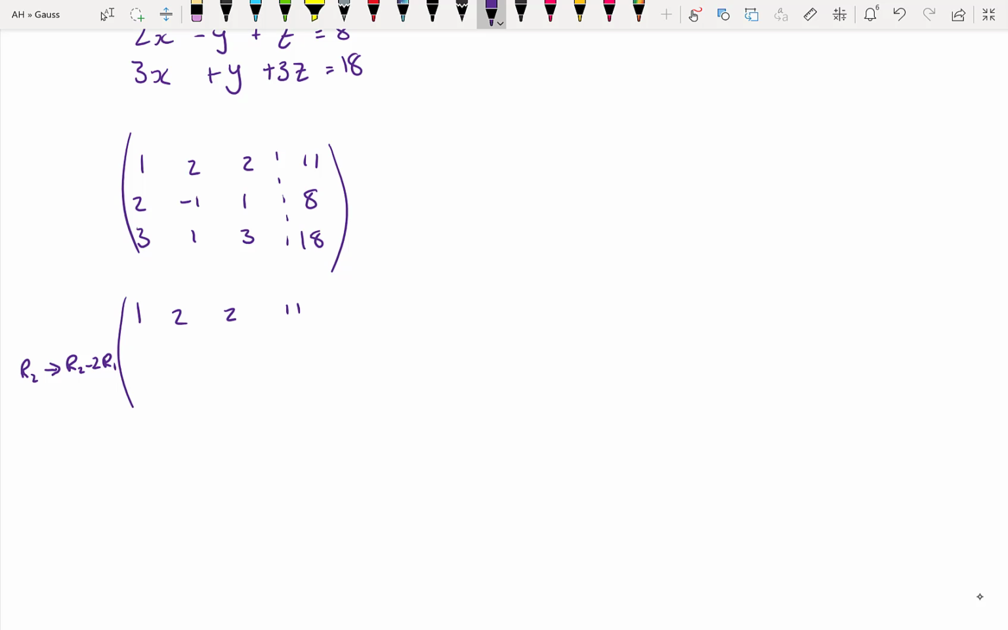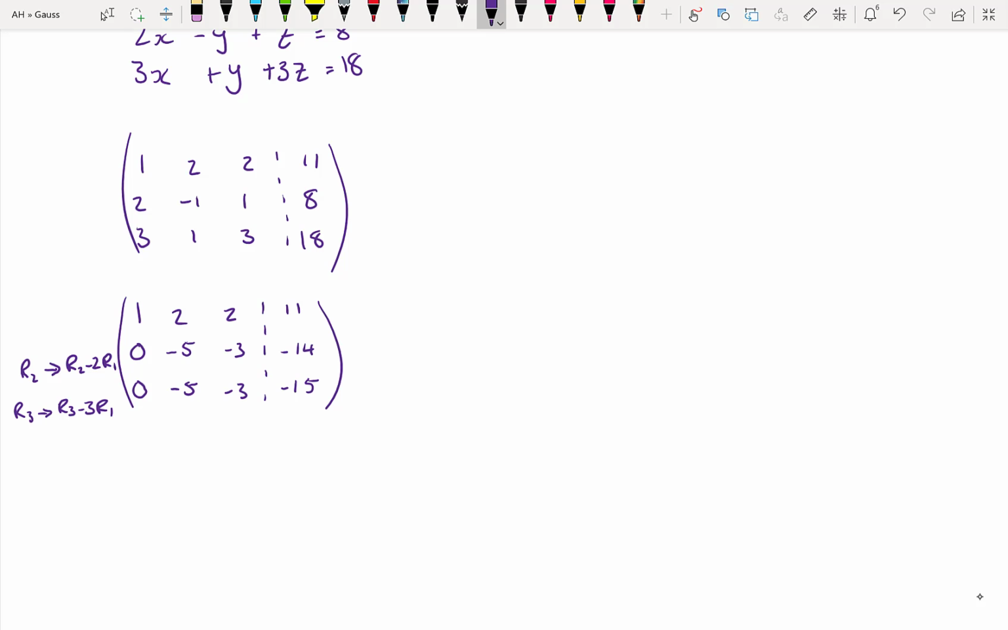And so I've got 2 minus 2 lots of 1, so that's 0. And then I've got minus 5, minus 3, and minus 14. Set my dotted line down so I don't lose my place. Same idea, this time row 3 is going to become row 3 minus 3 lots of row 1. And so that is going to give me 0, minus 5, minus 3, and then minus 15.